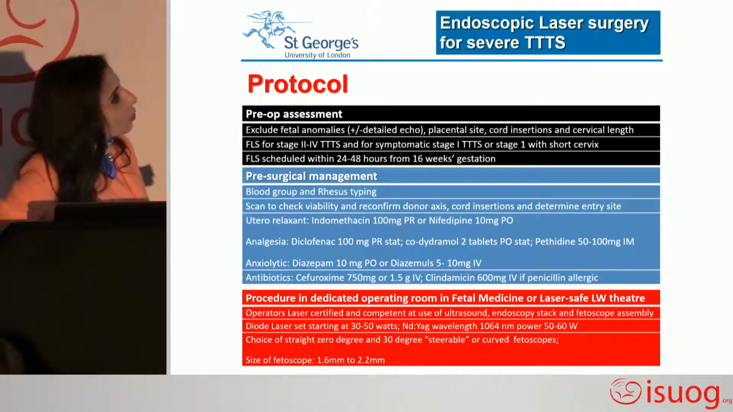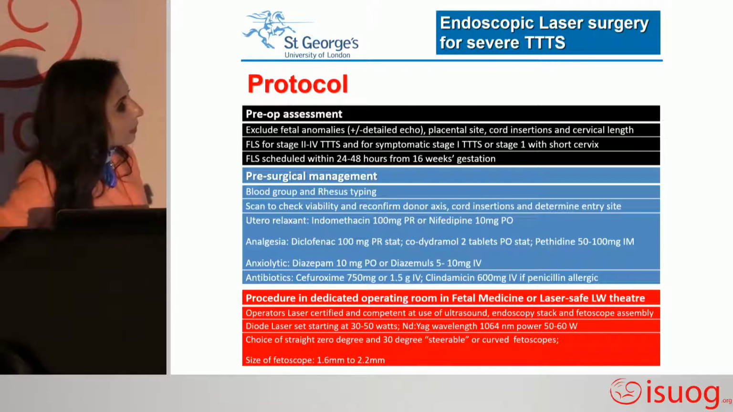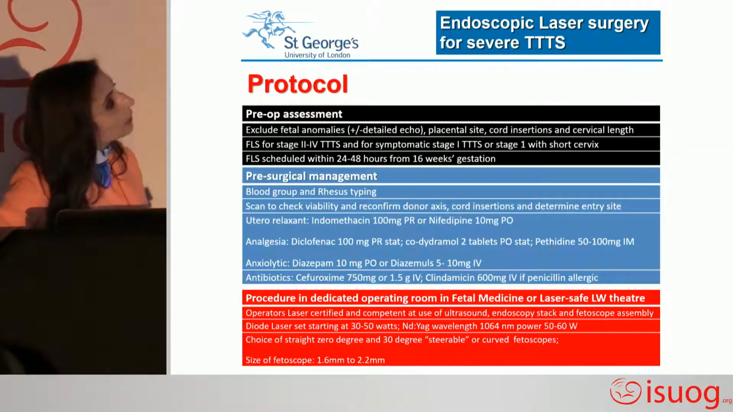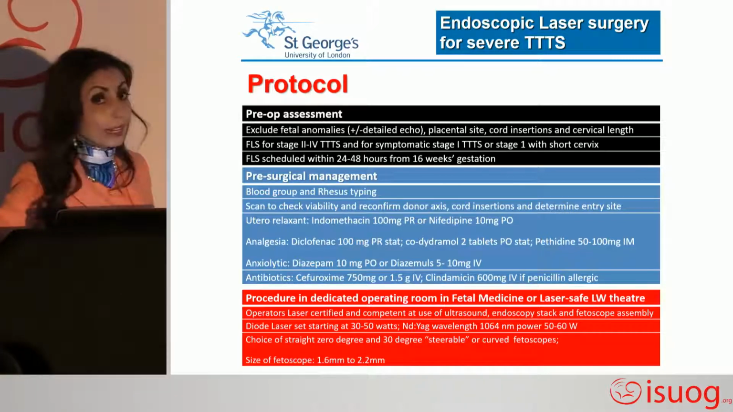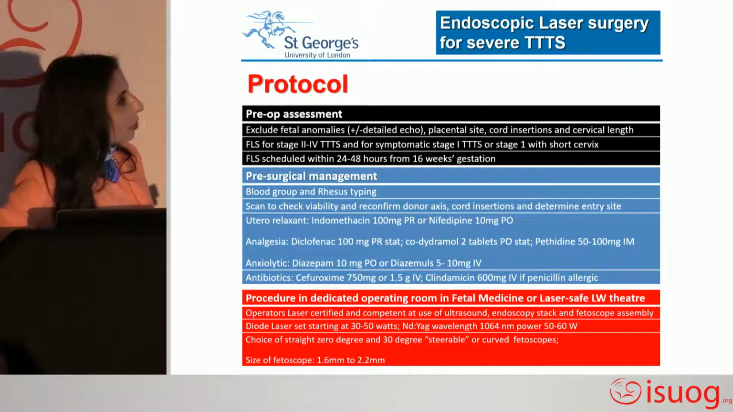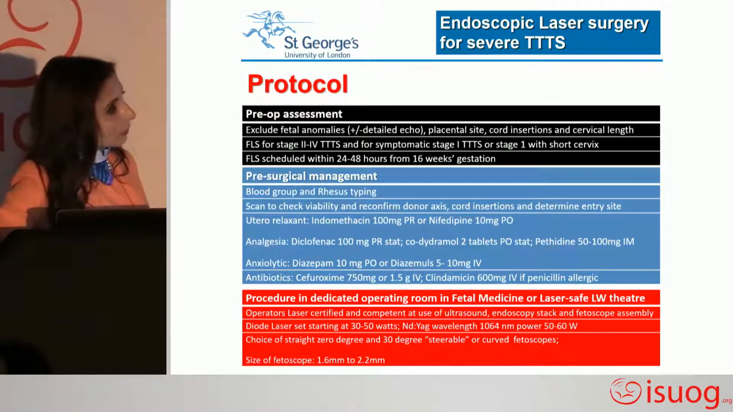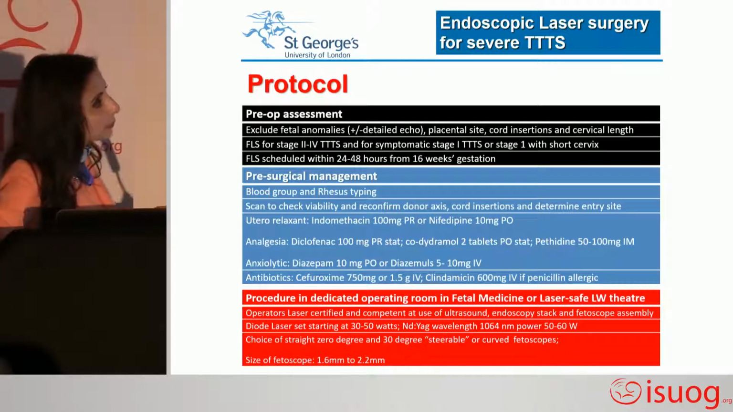At least what we tend to do is a preoperative assessment: a detailed scan, including a detailed echo or heart assessment, because you're looking for abnormalities. You want to determine where the placenta is. The cord insertions are really crucial, and because of the polyhydramnios and the risk of preterm delivery, we routinely measure cervical length. We offer laser for stage 2 to 4, but also for symptomatic stage 1 TTTS, particularly if there is a short cervix. We tend to do the laser sometimes the same day or next day, within 24 to 48 hours, and we do it from 16, 17 weeks.